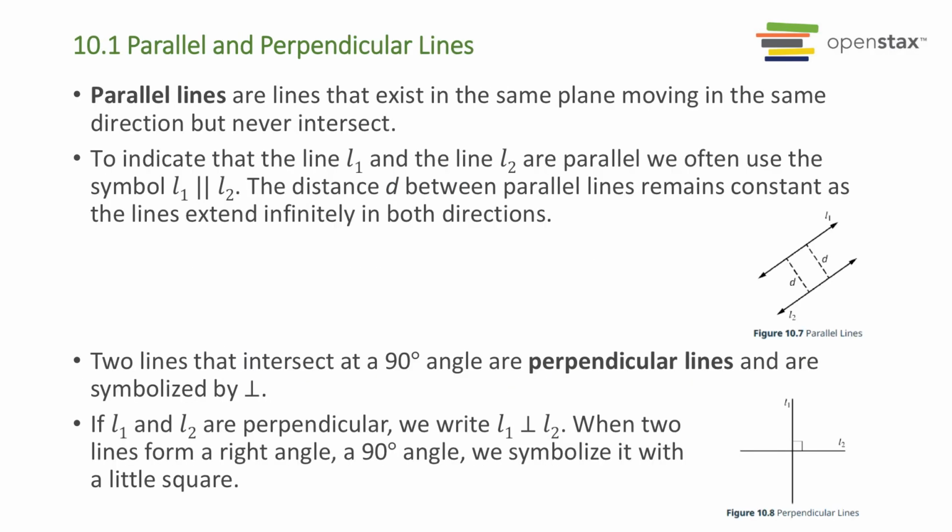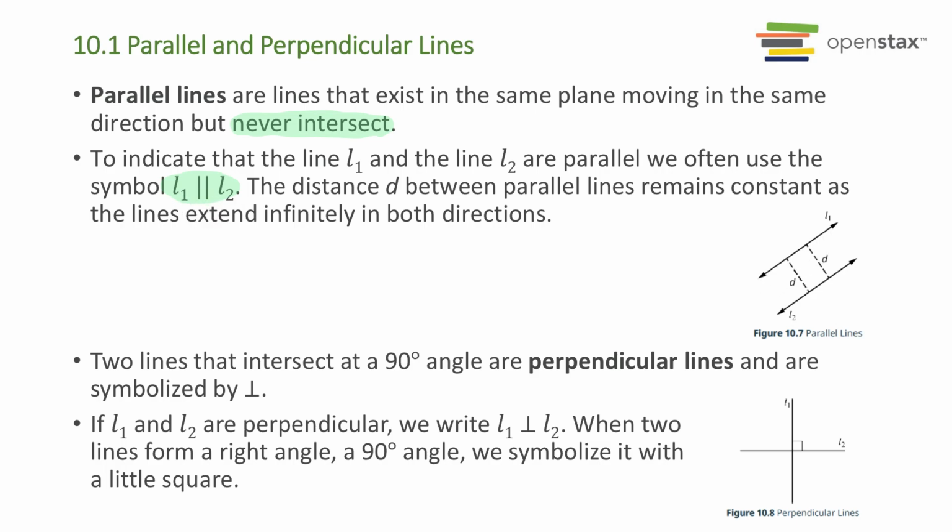So lines can be classified into 3 buckets. They can be parallel, which we'll talk about here. They can be perpendicular, or they're neither parallel nor perpendicular. You're either one or the other, or you're neither. All right. So parallel lines are lines that exist in the same plane and move in the same direction and never intersect. That's the key thing about parallel lines, is that they are never intersecting. And we have a symbol for parallel lines. This is L1 and these double bars, L2. So L1 double bar L2.